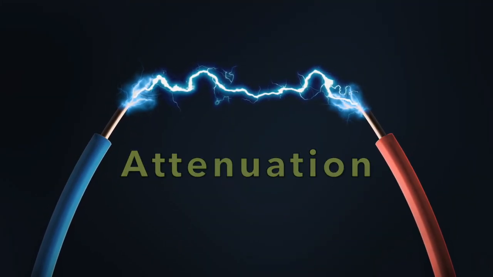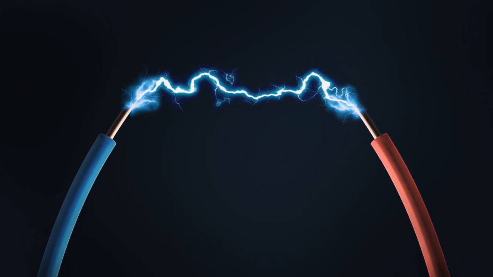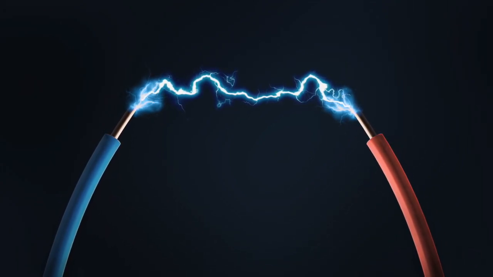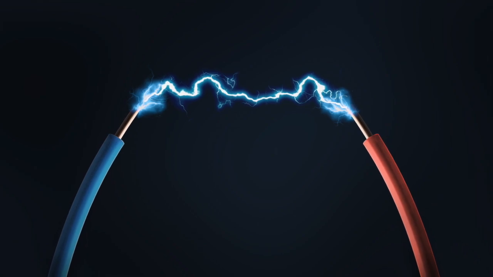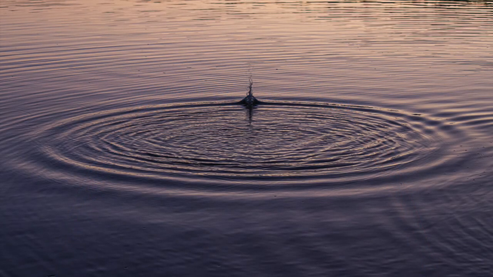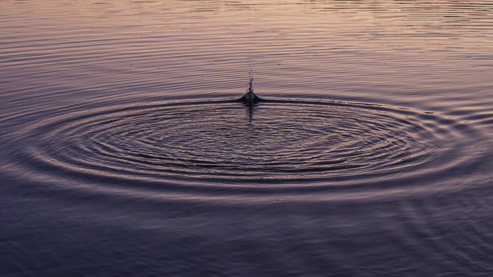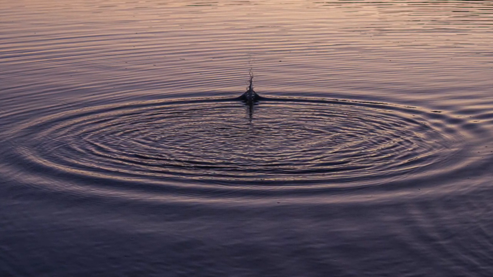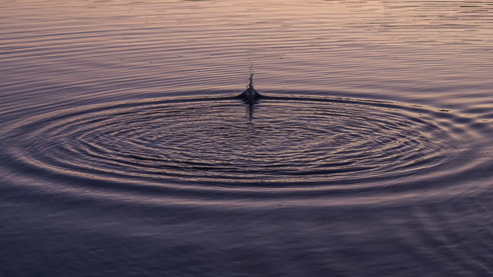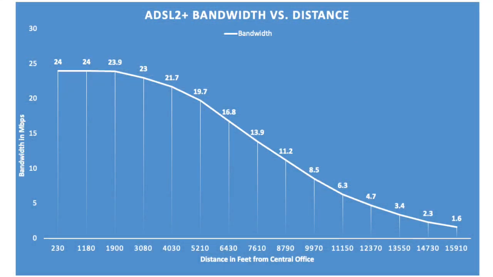It is caused by resistance to the flow of electrons called current through the copper media. That attenuation results in loss of signal strength. Think of the water waves generated when a pebble is thrown into a pond. As the waves spread across the water, they lose strength as they move away from the center. The same is true for a customer.